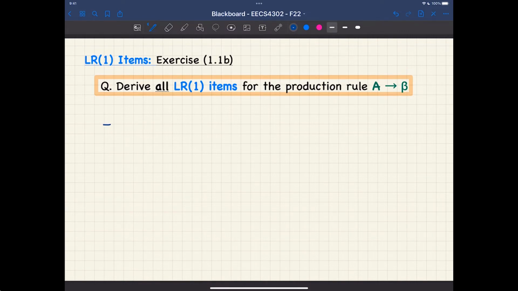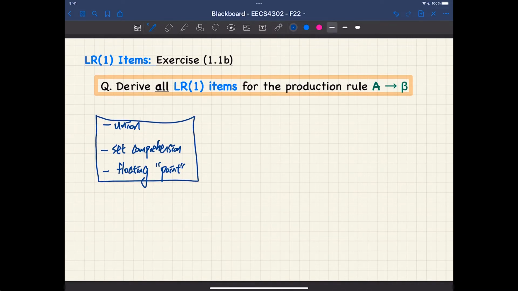So what we really want to do is, I'll give you a little bit of hints. Somehow the answer should really contain a union of several combinations. Some union. And then also set comprehension. And also there should be some floating bullet point. This will be my hints to you. Why don't you guys think a little bit, just for 1 minute.